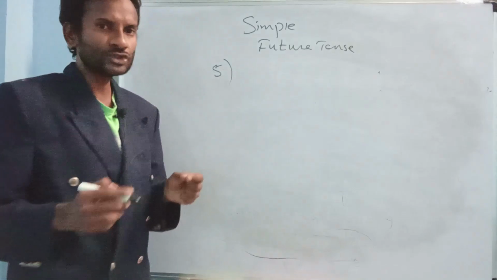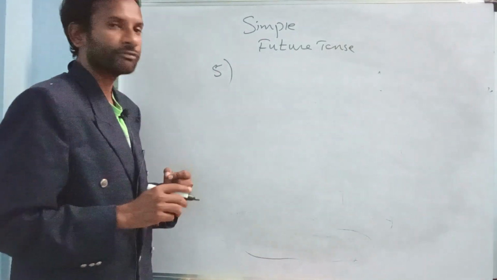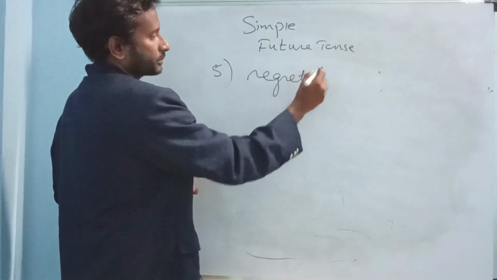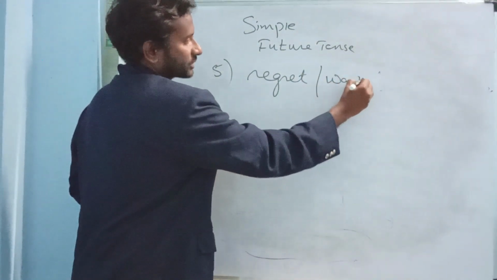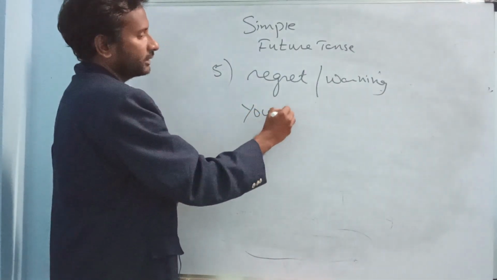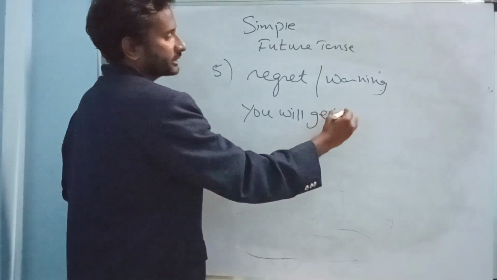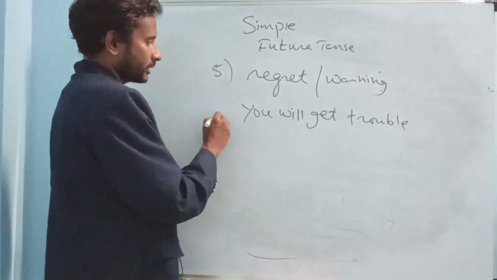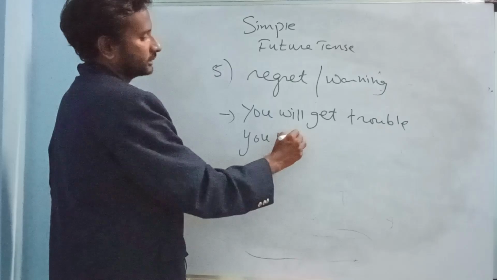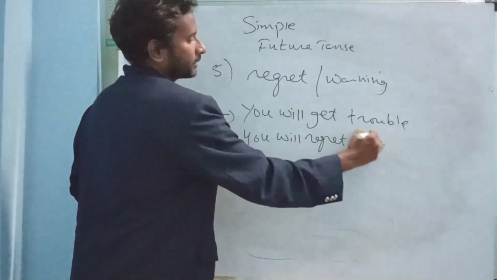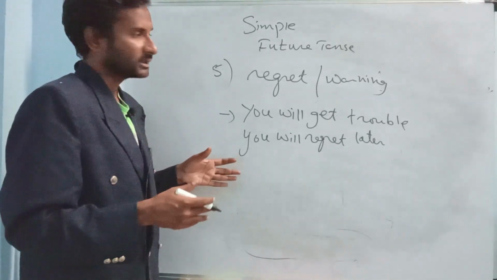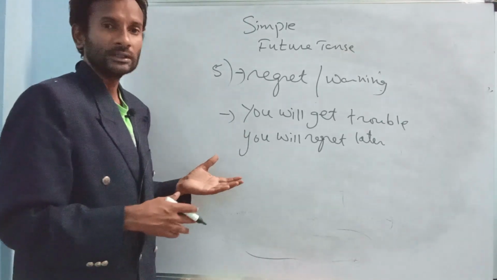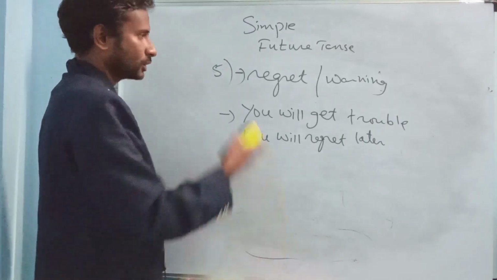One more way, you can use simple future tense for any type of regrets or warning you would like to give. If any regret type actions or warning type actions, okay, you will be in trouble, you will get into trouble if you do this or that. Or you will regret later. So these are the occurrences, all are future events, but we are just giving one theme each for future actions. But otherwise, these are all related to future events. Okay. Now that is one use.